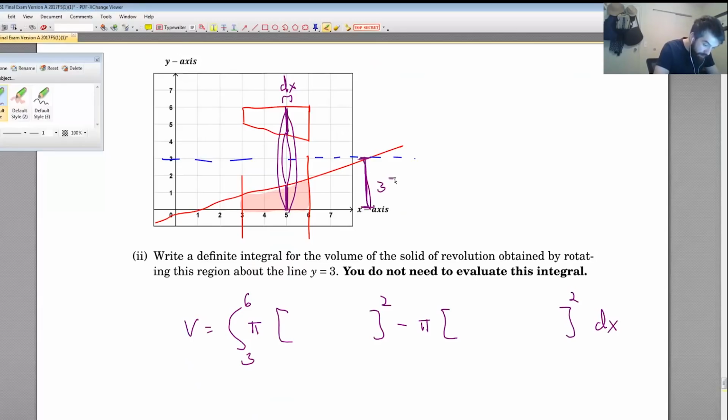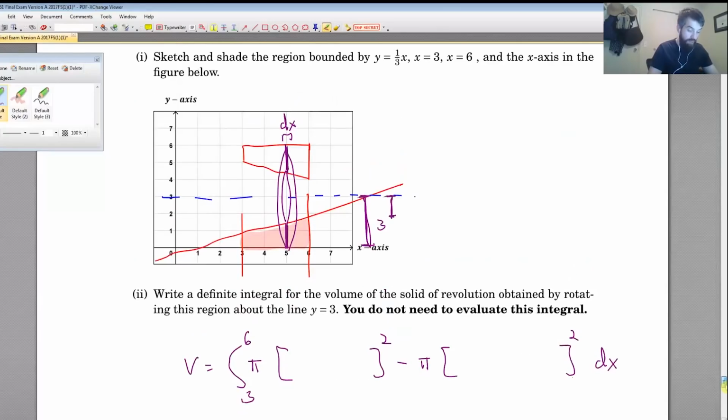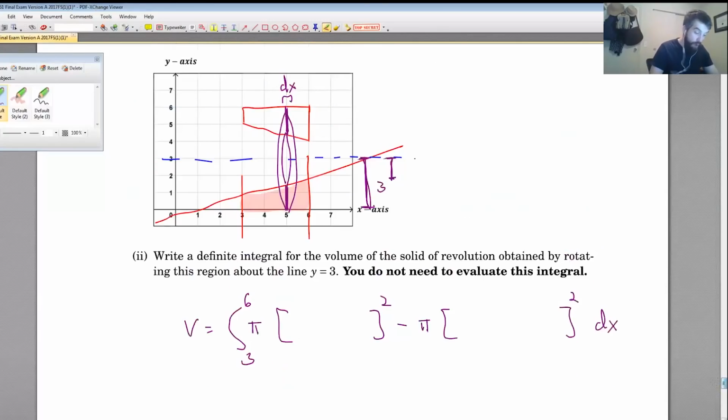My inner radius, however, is just that. And so it's that full value of 3, but minus this little strip. And this strip, if we remember our equation, was the line y equals 1/3 x. So while the outer radius, the big one, is the 3, the inner radius is 3 minus 1/3 times x. So outer radius over here and inner radius over there. All right, a big question.